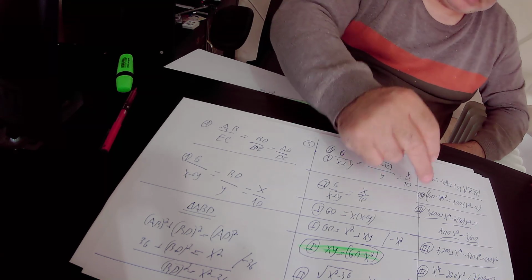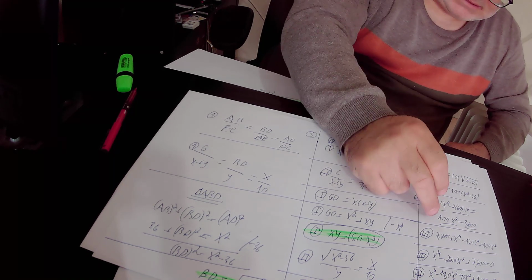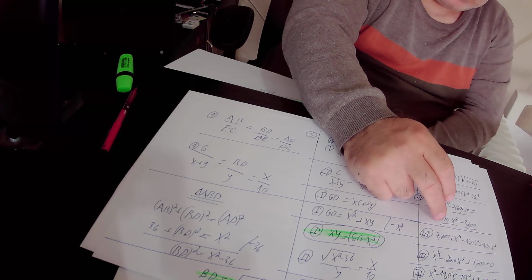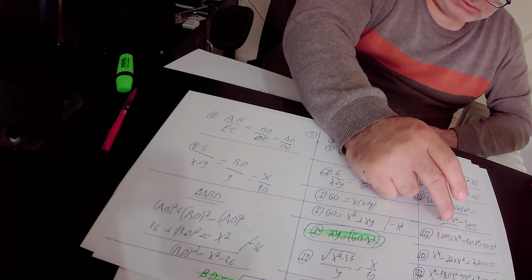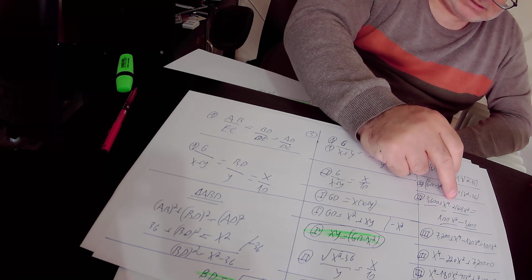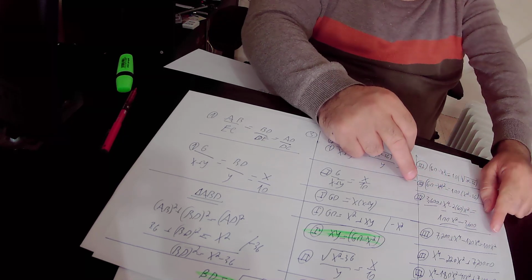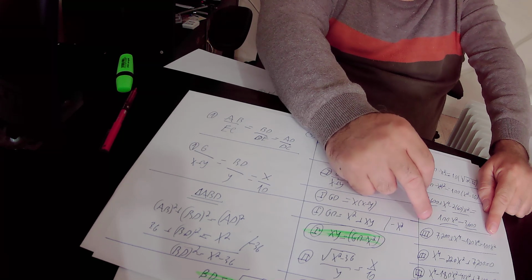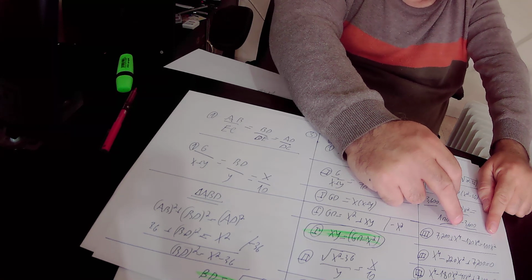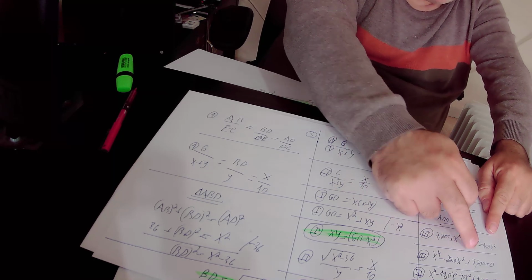Here, we added 3600 to this equation number 3, and we got 3600 plus 3600 is equal to 7200, plus x to the power of 4, minus 2 times 60 x squared, which is minus 120 times x squared, and it is equal to 100x squared. We subtracted 100x squared from this equation, and we got that x to the power of 4 minus 120x squared minus 100x squared, which is minus 220x squared, plus 7200 equals 0.